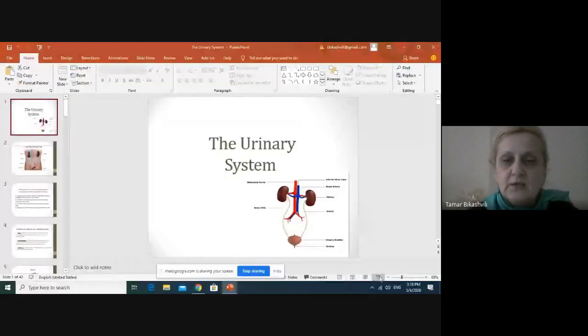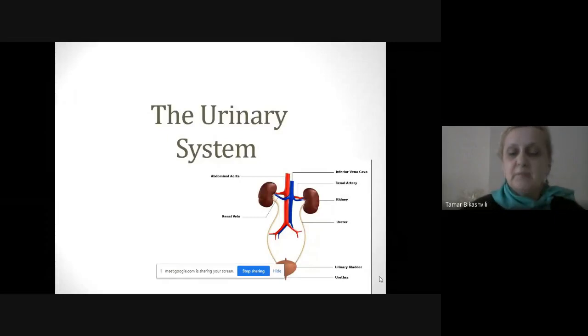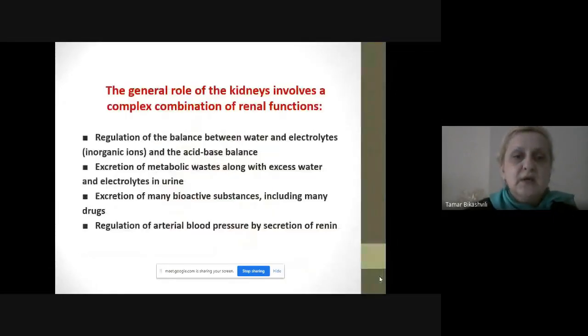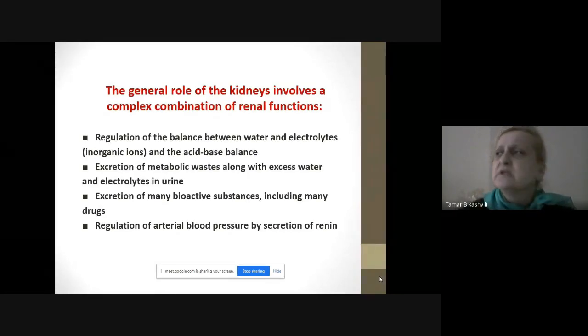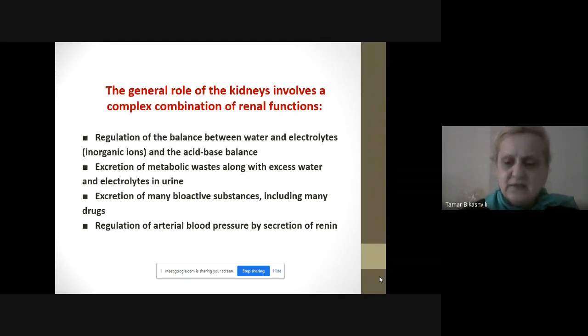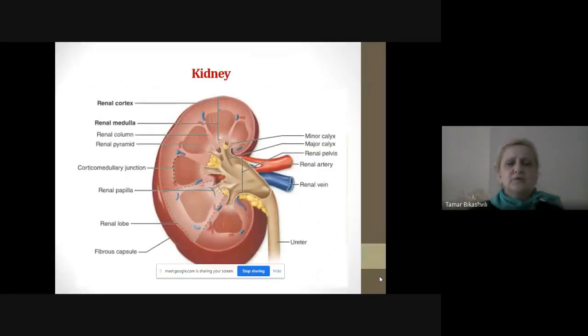To talk about the urinary system. So, today we'll talk about the kidney. About the role of the kidney, I think you know. What's the main function of the urinary system? The urinary system monitors the blood, the components of the blood. And these are the functions of the kidney, and I want to start to talk about the histology.